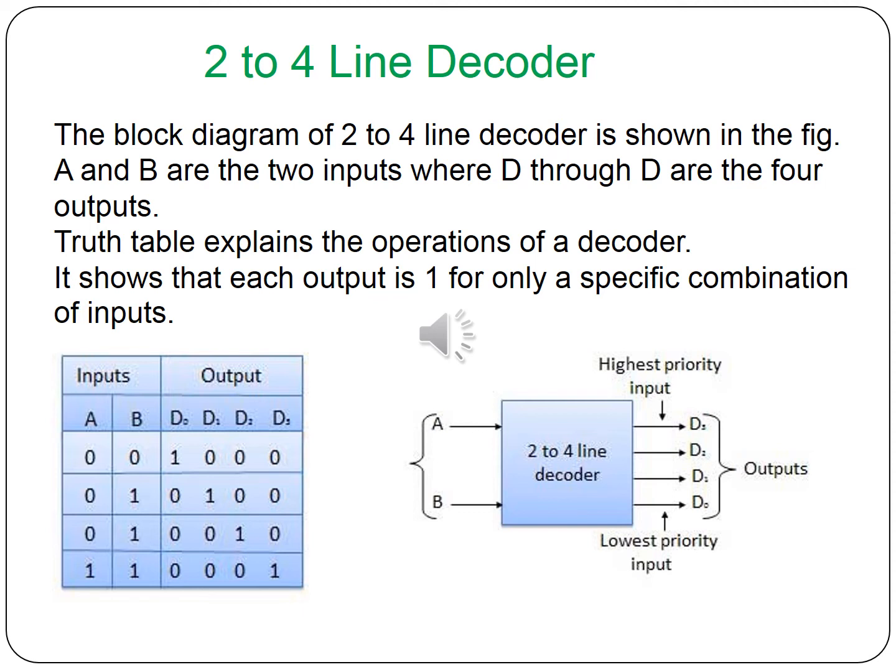So here, D3 is the highest priority input and D0 is the lowest priority input. The inputs A and B are 0 0, so at that time the data is available only on the D0 line. With AB equal to 0 1, the D1 line is selected. With 1 0, the D2 line is selected, and with 1 1, the D3 line is selected. So the data is available only on the selected particular line, and all the other lines have 0 outputs. So this is a 2 to 4 decoder.